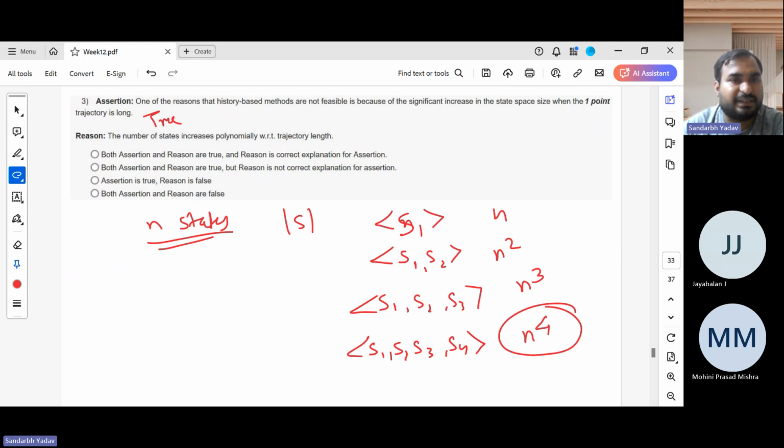The option says the number of states increases polynomially with respect to trajectory length. The trajectory length here is 1, 2, 3, 4. So you need to figure out whether it's increasing polynomially, something like x squared. But no, here the power itself is changing. So it's increasing exponentially, right? So again, this will be wrong. With this, you can get the answer. I hope there is no doubt in this one. Okay, then I'll move to the next one.